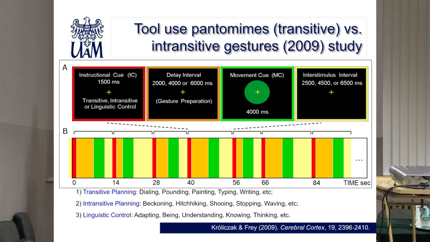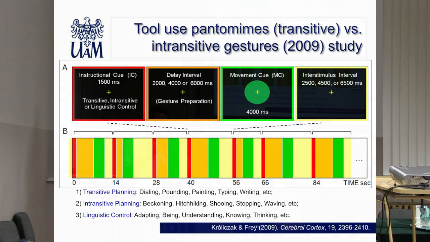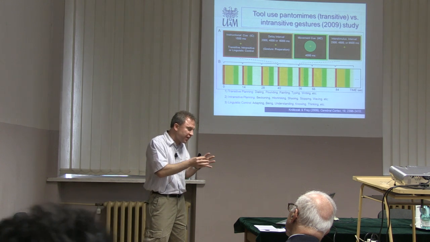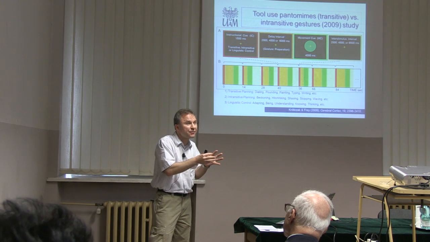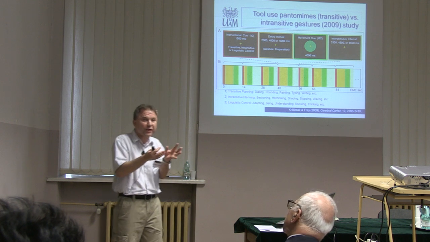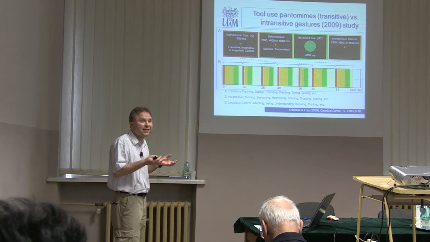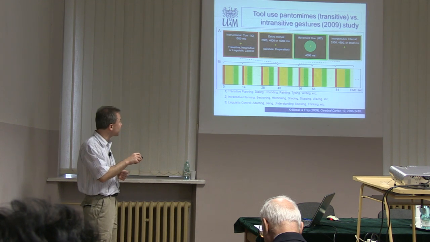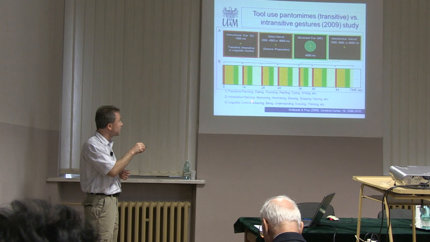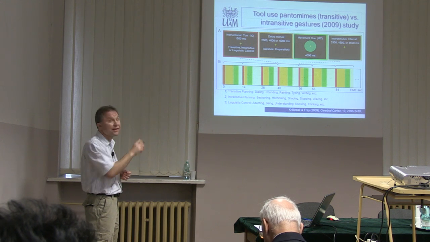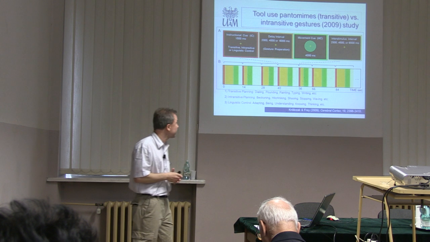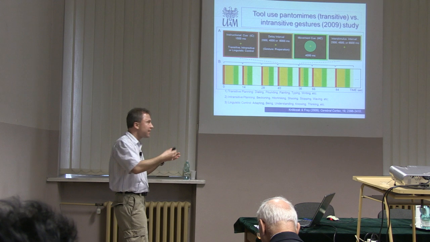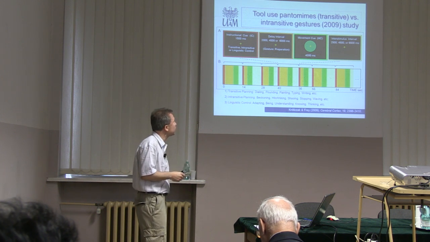Of course, we also wanted to control for language processing. People say that gestures are controlled by the left hemisphere, but there might be a confound: language is also controlled by the left hemisphere. So we had a good control task in which there was also a word, such as adapting, being, understanding, that has no gesture associated with it. People read it and then abandoned any plan to perform any movements.